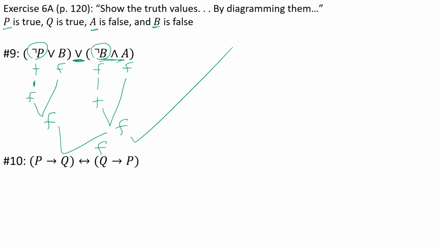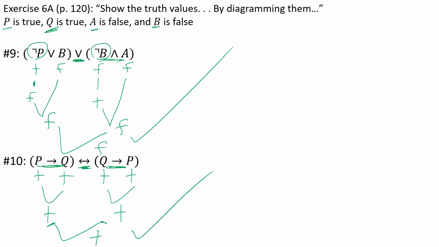And finally, number 10. So P is true, Q is true. Okay. So here we have this conditional. The consequent and the antecedent are true, so it's a true conditional. Again, we have the consequent and the antecedent, both are true, so that's a true conditional. We have an if and only if. So here, both sides, so to speak, are true, so it is a true biconditional. So overall, number 10 is true.